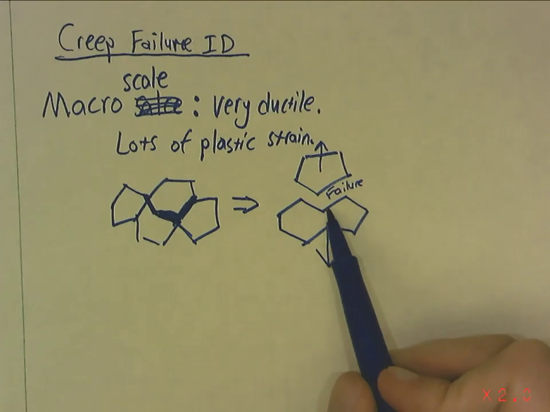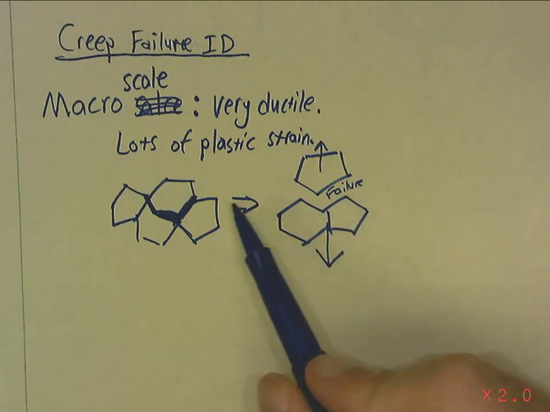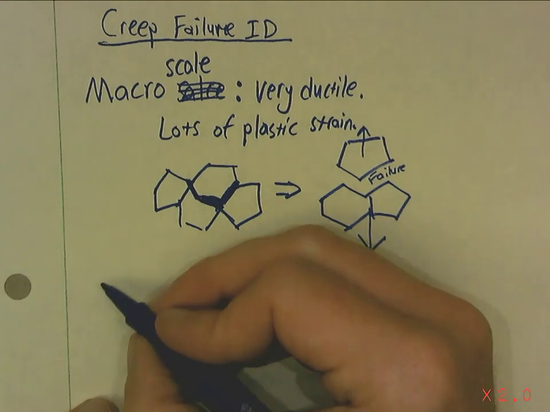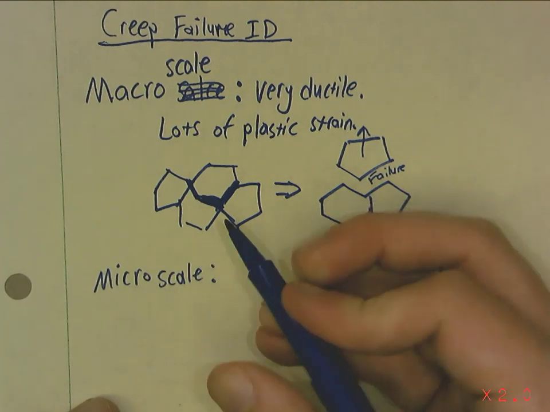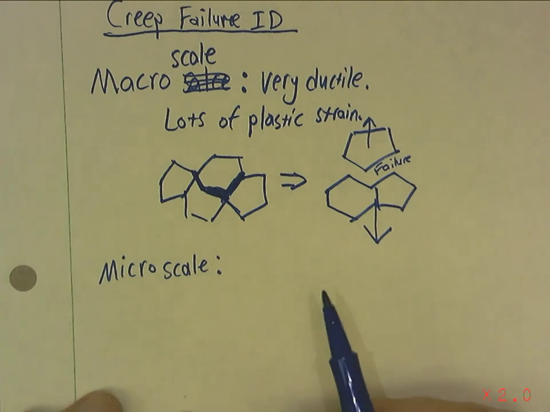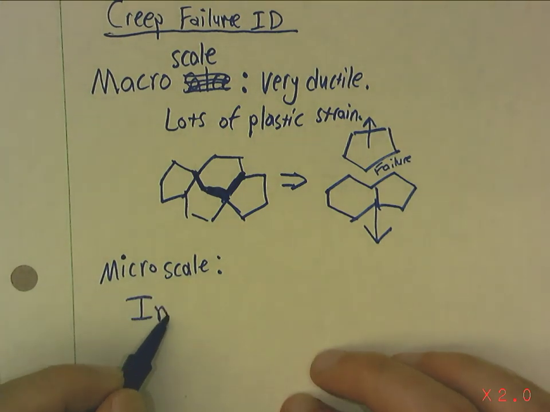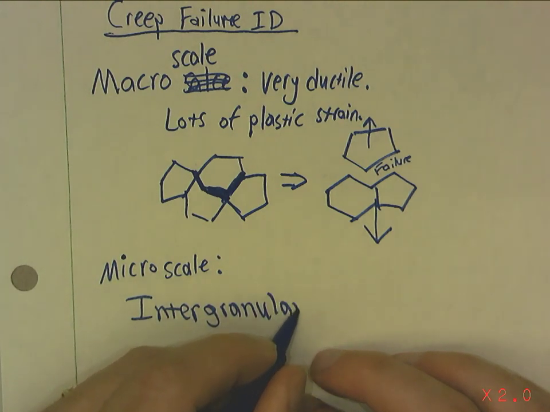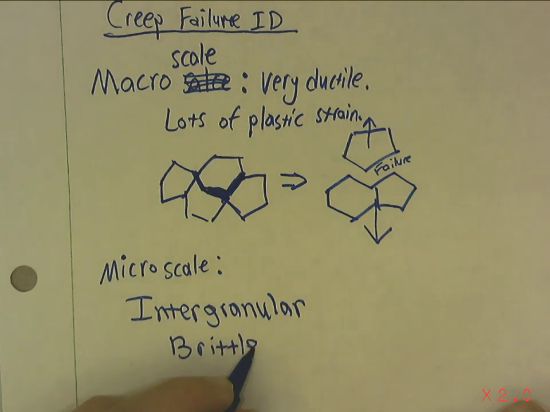Okay, that means that we are outlining our grain boundaries because the grain boundaries are the sites for failure and creep, which means, what does this look like on the micro scale? Go back to when we talked about tensile failures, and look at intergranular, which is associated with brittle failures.